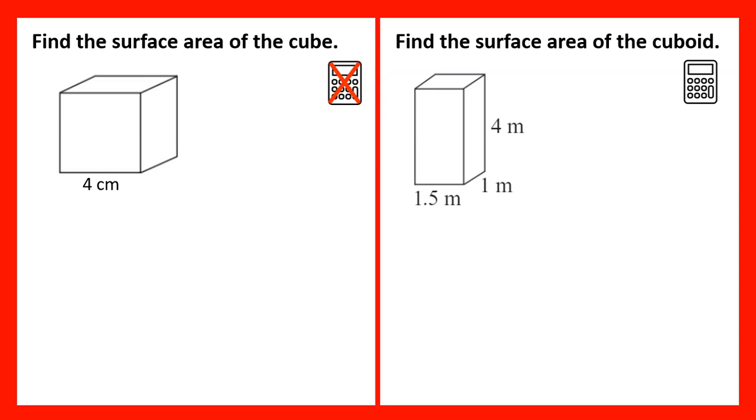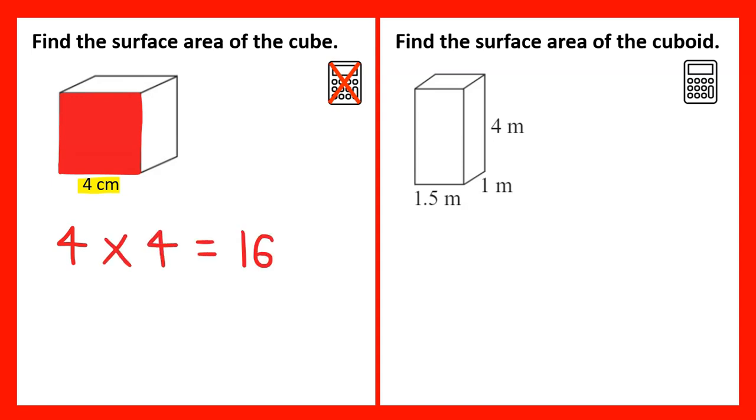The surface area of a 3D shape is the total area of all of the faces of the shape added together. Starting with the cube, we can work out the area of one of the faces. Since a cube has all lengths the same, we can multiply length by width, which would be 4 multiplied by 4. This gives us 16 centimeters squared for one of the faces. And on a cube, we have 6 identical faces. So multiplying 16 by 6 gives us a total surface area of 96 centimeters squared.